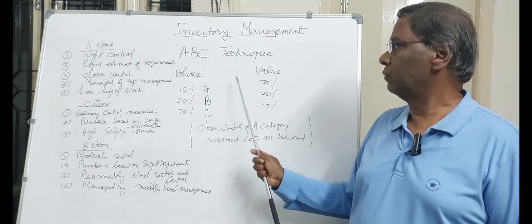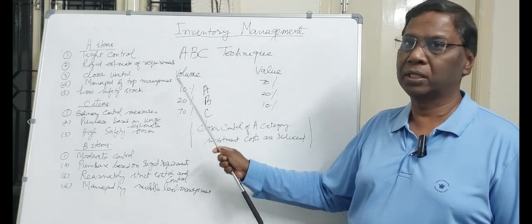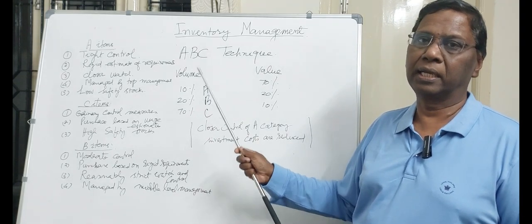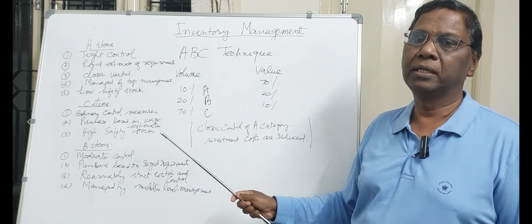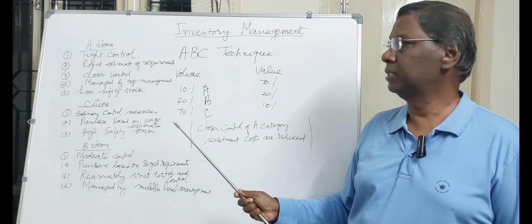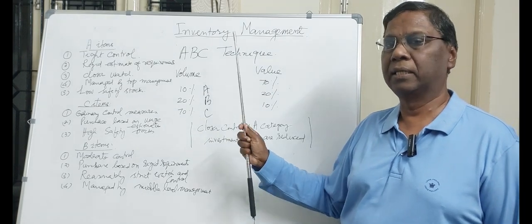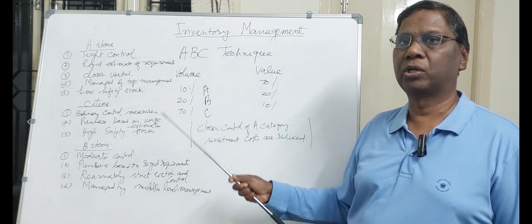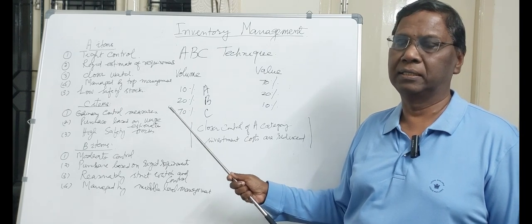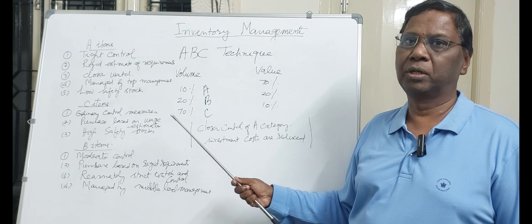By focusing on A, by closer control of A items, most of the investment cost, carrying cost and ordering cost will be avoided. Thereby, you can improve your profits. So please take care of this. This is a very important technique. We will work out some examples in the next session so that you will understand this. Till such time, goodbye. All the best.